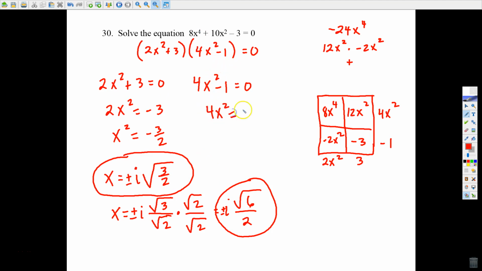So 4x squared is equal to 1, x squared is equal to 1/4, and then when you take the square root of both sides, this is going to be plus minus a half. The square root of 1/4 is 1/2. So that represents the other 2 solutions. Alright, and so the whole idea here is to set up the factoring, and it's the factoring that should be able to pretty easily lead you to the 4 solutions.